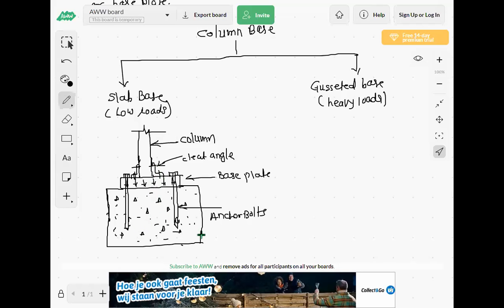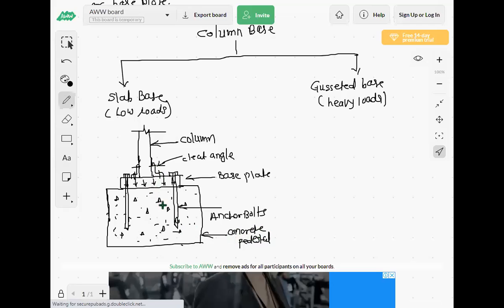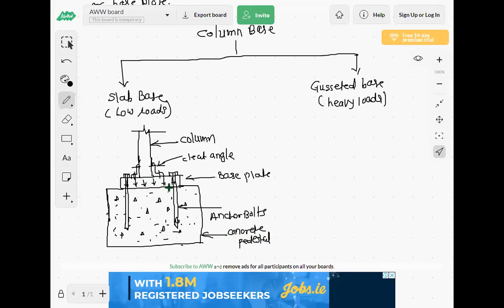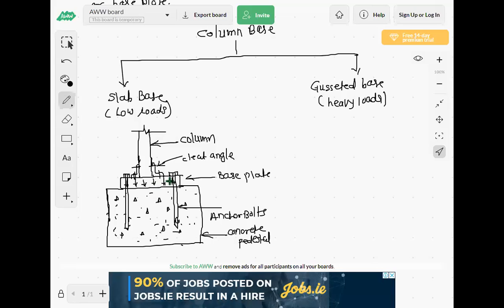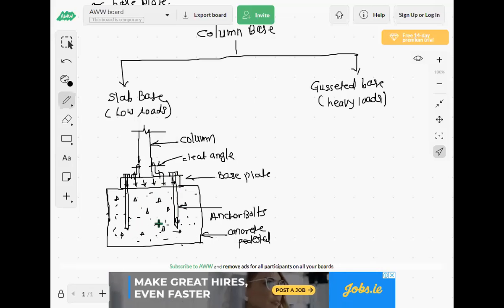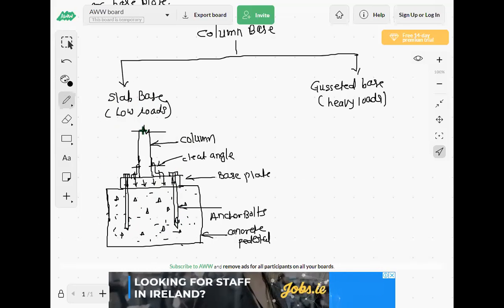Then this plate is placed on the concrete pedestal. The plate is resting on the concrete pedestal, and the plate and concrete are connected with the anchor bolts. There are four corners for this plate, and at each corner an anchor bolt is provided like this. So this is the slab base, we are calling it a slab base.